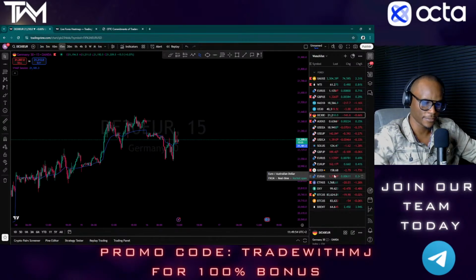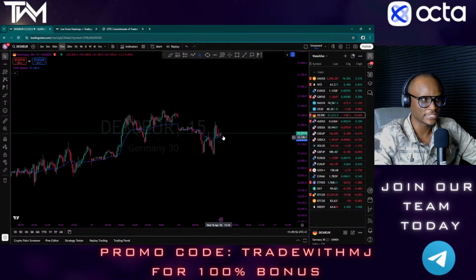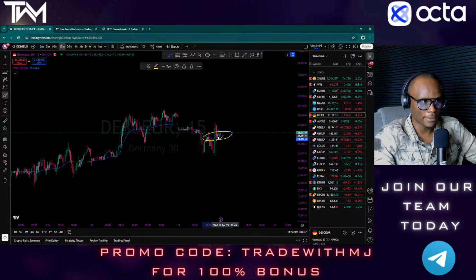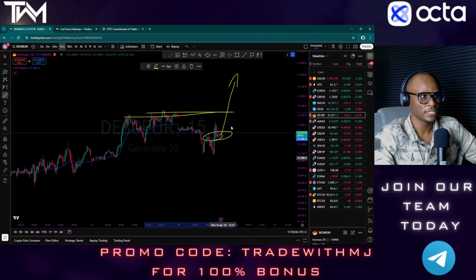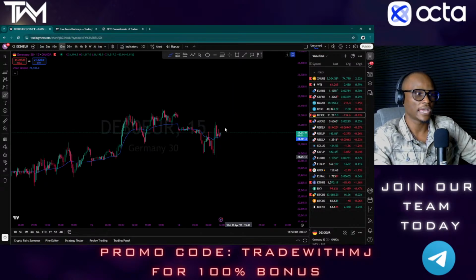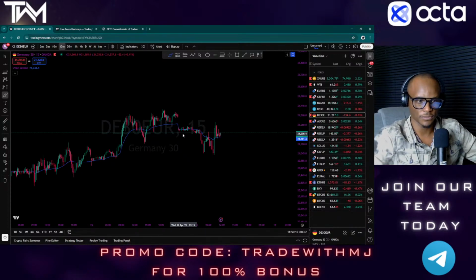My take on this, German, like I said, I cannot sell it until I am below. I need to be below this level for me to go to the downside. As long as I'm above it, this thing can simply go to the upside and make a new high. That's why I'm not entertaining it. I need to be below the view up. That's when I'm going to take it.